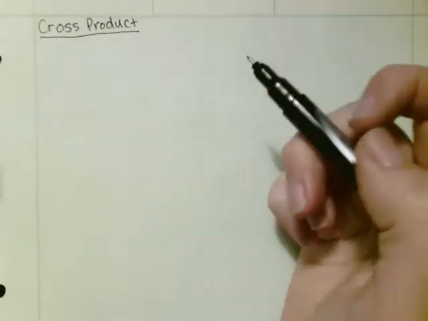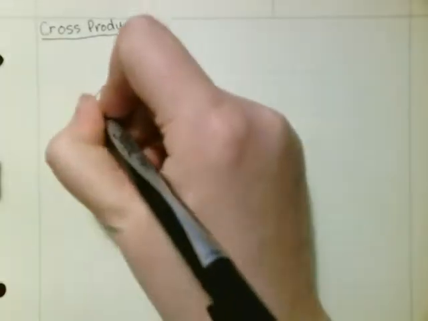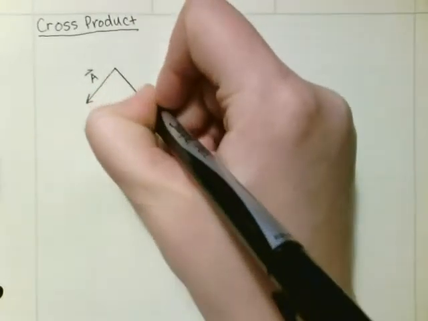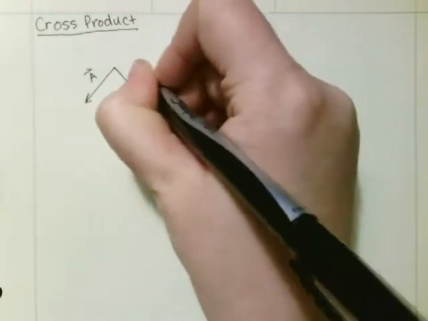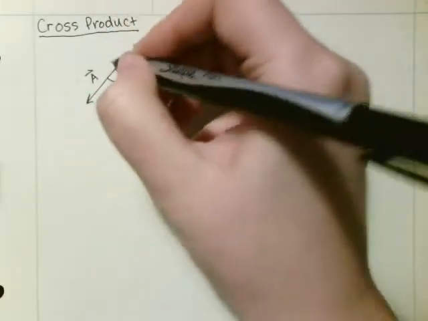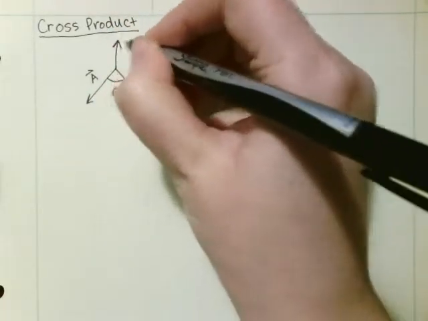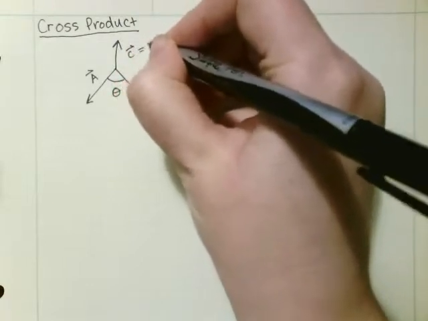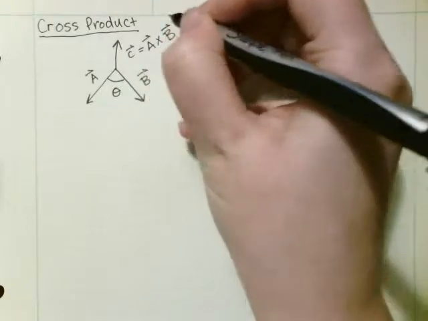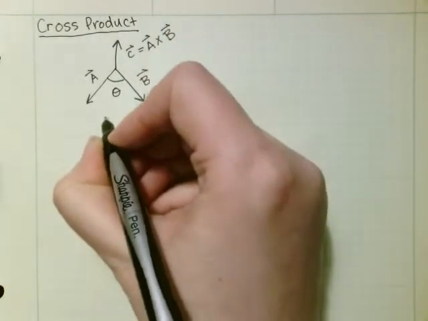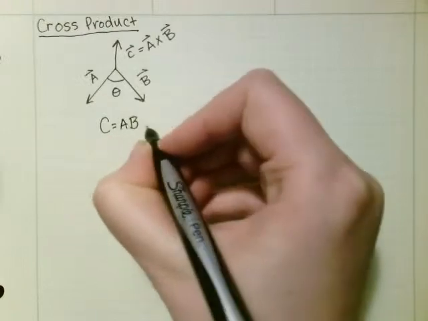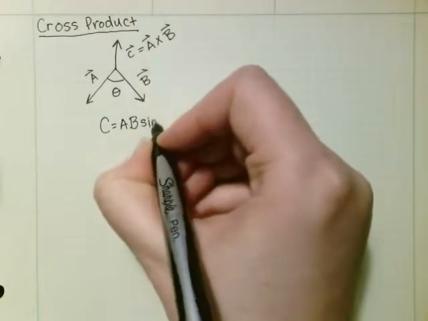Okay, this is cross product. So if we had a vector A and a vector B, and the angle in between them was theta, then vector C would be equal to A cross B. And the magnitude of C is equal to the magnitude of A times the magnitude of B times the sine of theta.